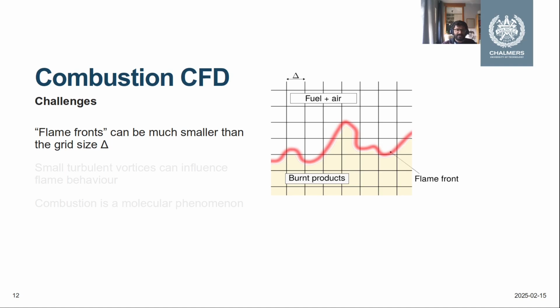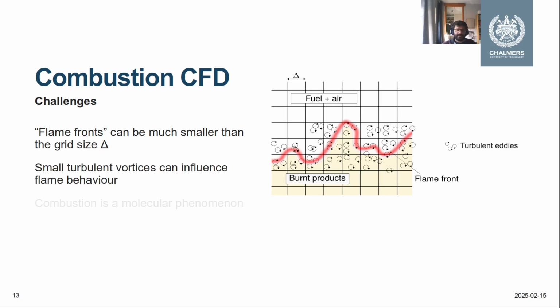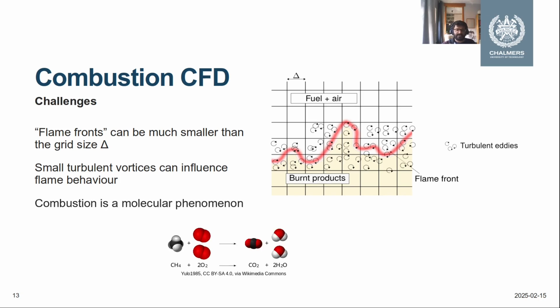For combustion, this presents a problem. Flame fronts can be much smaller than the grid size delta. A flame front, as depicted here, is a thin reaction zone where the air-fuel mixture undergoes chemical reactions to form hot burn products such as carbon dioxide and water. Secondly, small turbulent vortexes known as eddies that are smaller than delta can also disturb and wrinkle these flame fronts. Reactions themselves are molecular phenomena and no practical grid can resolve such small scales.